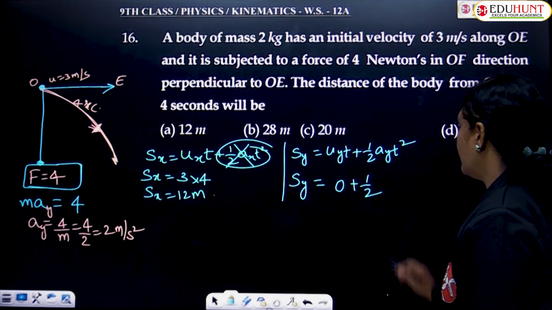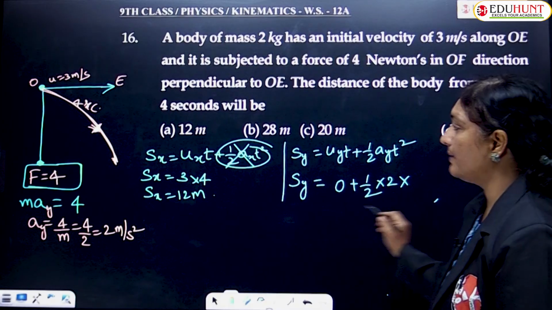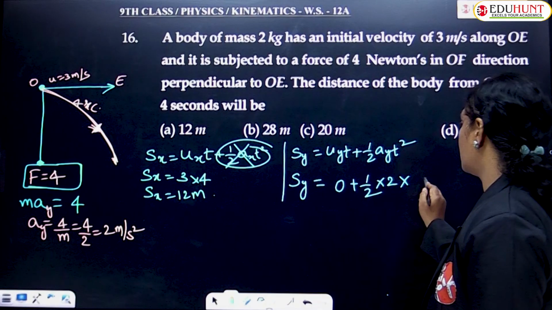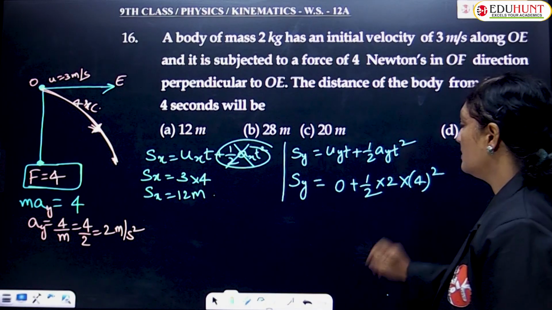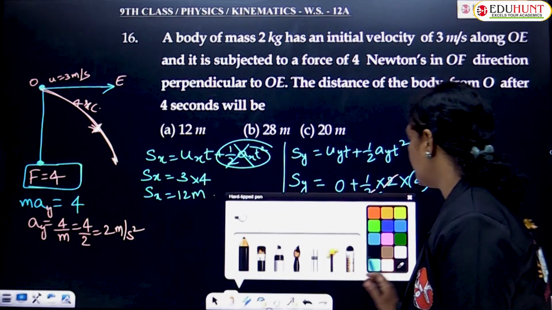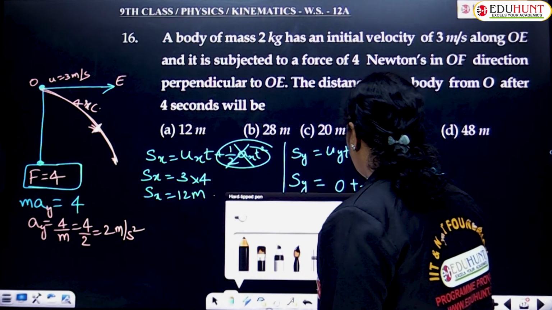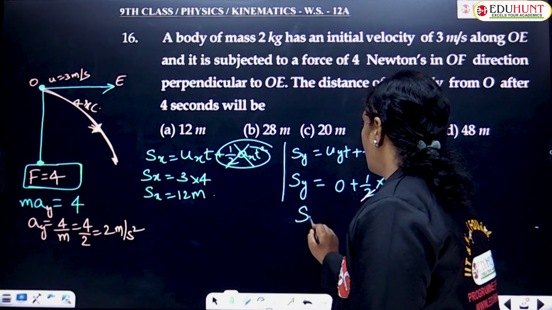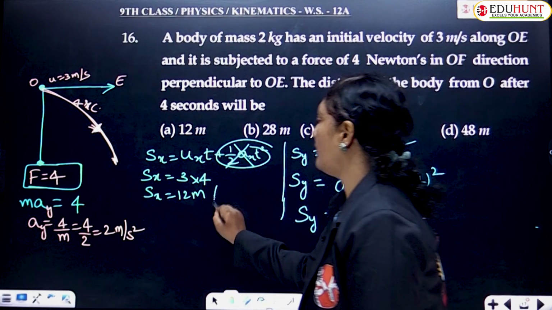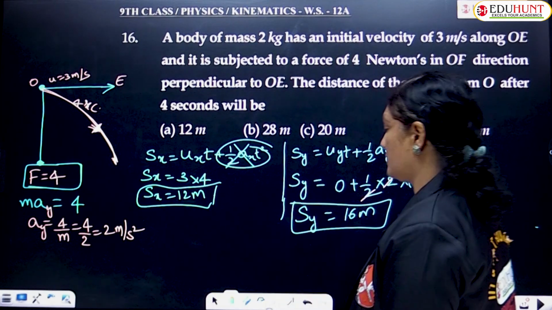So you will be getting half into 2 meter per second square into time. How much time? It is after 4 seconds you are asked to find out. So this is 4 whole square. Now this 2 and this 2 will get cancelled. Therefore, the total displacement along the vertical direction is found to be Sy equals 16 meters. So here you found the value of the horizontal displacement, whereas here the vertical displacement.